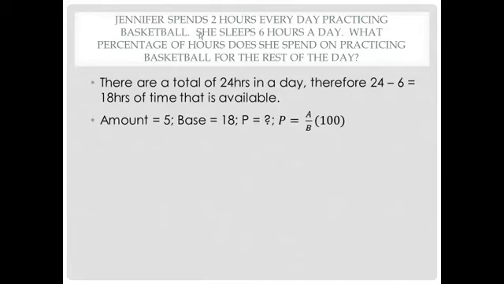So let's see here. We said she spends 2 hours every day practicing. So let's change this. This is wrong here. The amount that she spends practicing is 2 hours. So that should have been a 2. All right, so amount is 2 hours. The base, which is the total amount available for practice, is 18 hours. So let's find the percent. So we're going to rearrange our percent equation first. And we're going to have percent equals amount over base times 100.